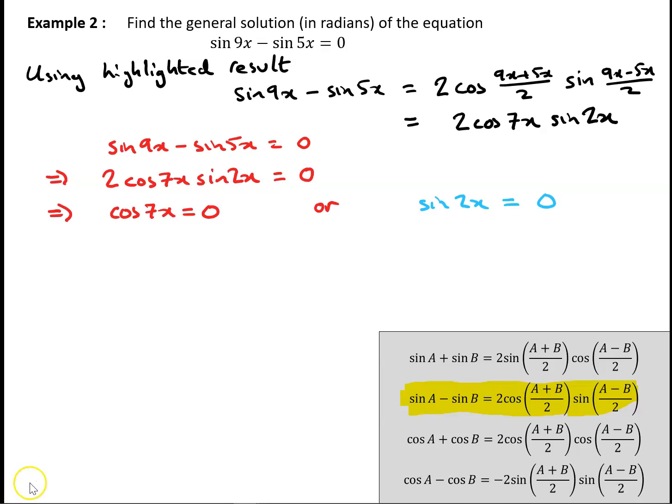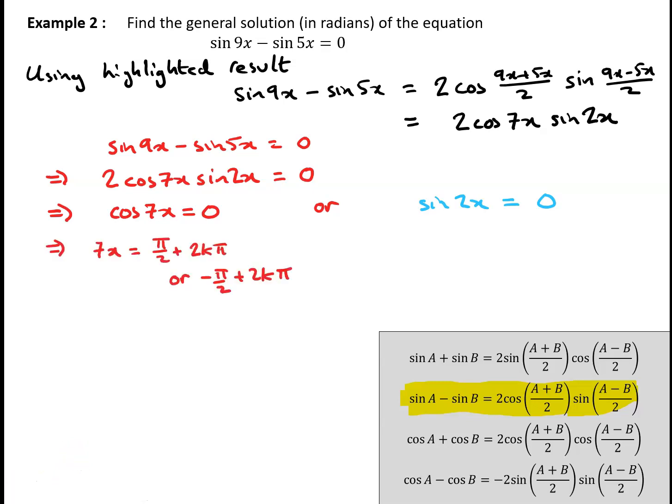General solution of that will be 7x = π/2 + 2kπ, or 7x = −π/2 + 2kπ, which in turn gives me x is ±π/14 + (2/7)kπ, where k is an integer.